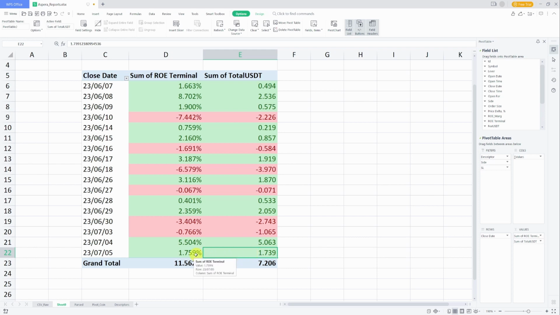Here you can see how the order size and the ROE actually differ. So here I was on 30 USDT order size, and with an ROE of 8.7, I got 2.5 USDTs. Here I got twice that, but the ROE is only 5.5. Yeah, it's just interesting to note.